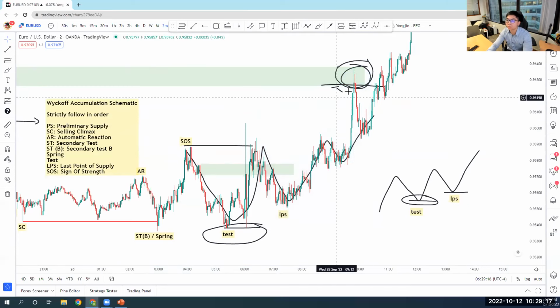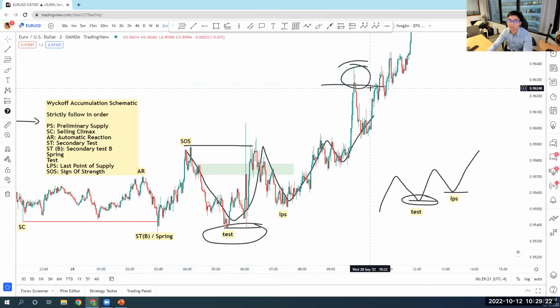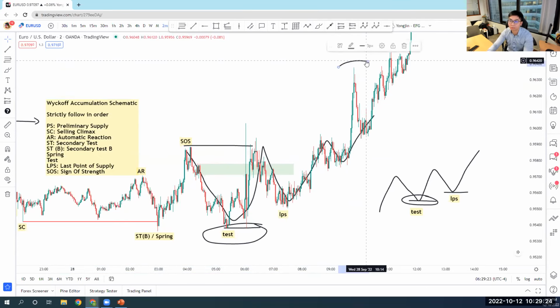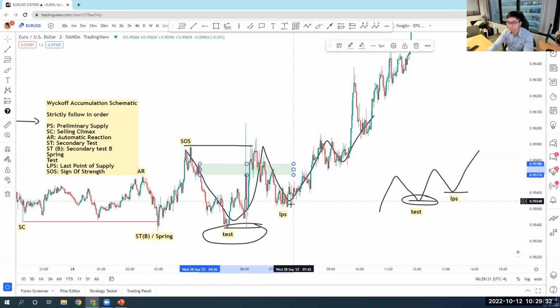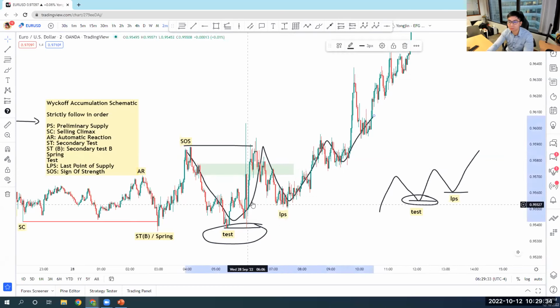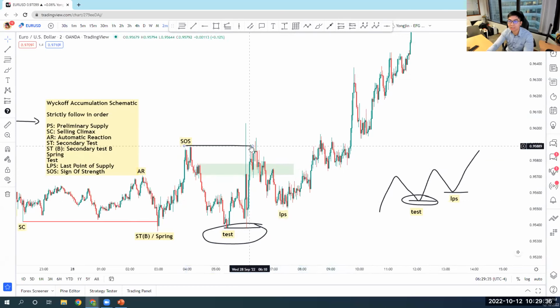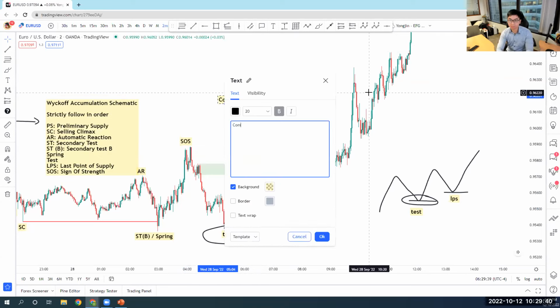Okay, so since I already taught you guys how to enter, you can enter any way you want on a retracement when there is a last point of supply. But let me show you how I personally refine the trade. I refine it down. So I'm using something called ICT fair value gap. So I'm combining ICT fair value gap.